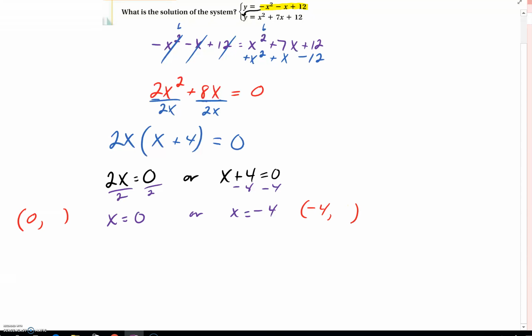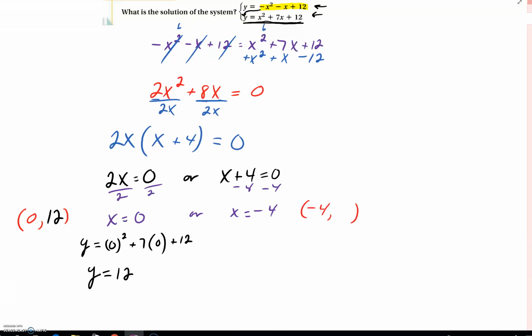All right, we need to solve what is our y value. Well, if we want to know what our y value is when x is equal to 0, all we have to do is plug it in. So it doesn't matter which one you substitute into. I'm just going to substitute into this bottom one here, because that way my x squared is not negative and it might not trip me up. All right, so then I have y is equal to x squared, so 0 squared, plus 7 times x, plus 7 times 0, plus 12. All right, well, 0 squared is 0, 7 times 0 is 0, and 0 plus 12 is equal to 12. So when x is 0, y is equal to 12.